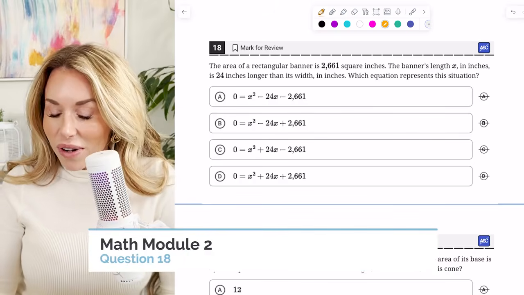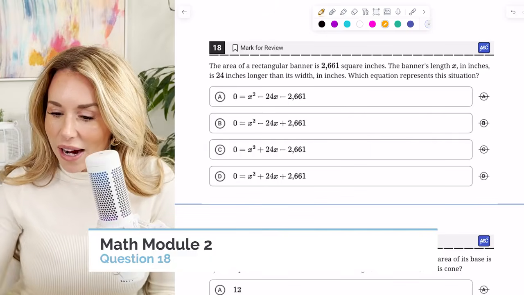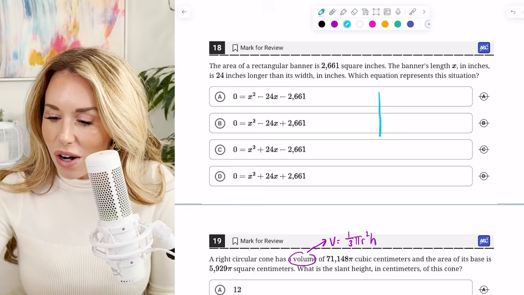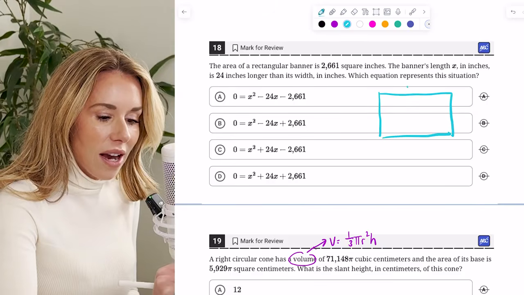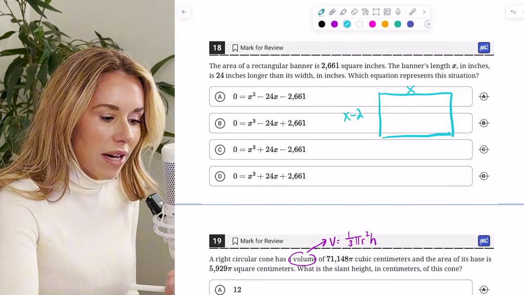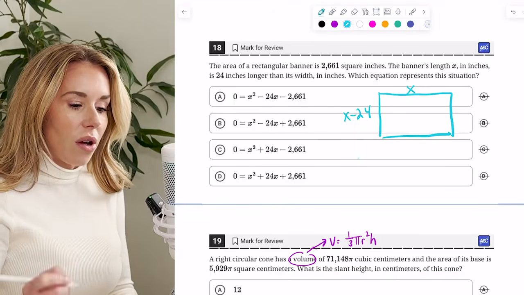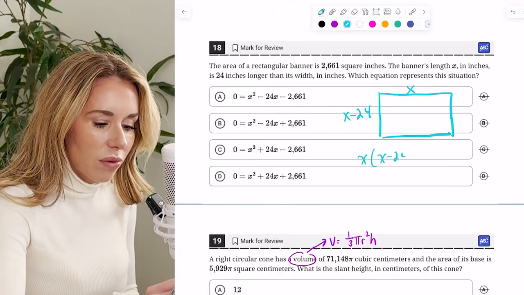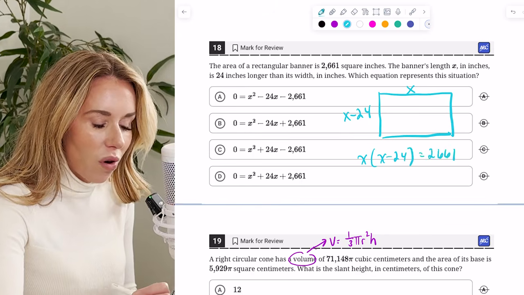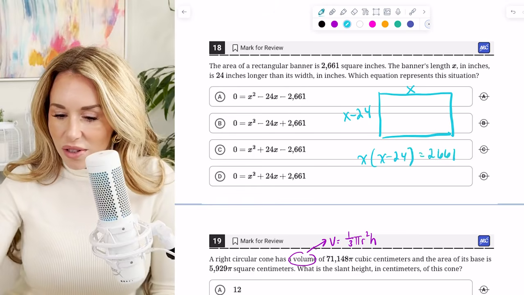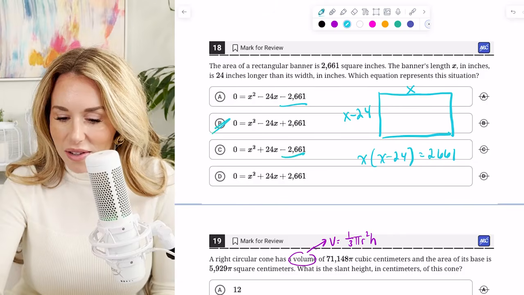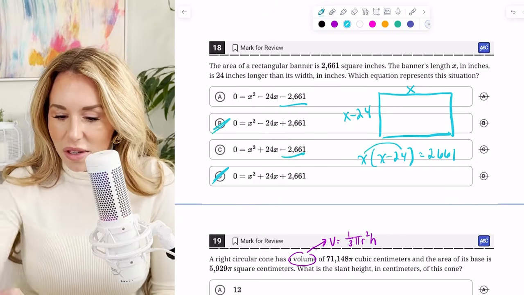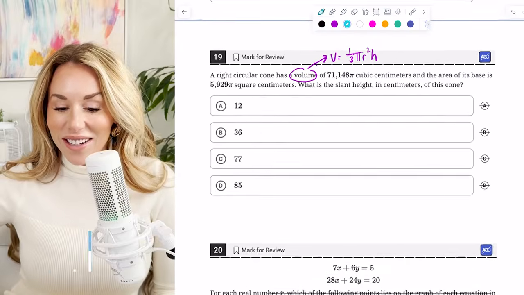Okay, so we have the area of a rectangular banner. The banner's length x is 24 inches longer than its width. So if I draw a rectangle, length is x, and width is going to be x minus 24. When we multiply those together, we end up with x times x minus 24 equals 2661. That means we're going to subtract the 2661 to the other side, so I want to see a minus sign there. And then we also have a subtraction sign when we distribute the 24. It's got to be A. Almost done, guys. A few more.